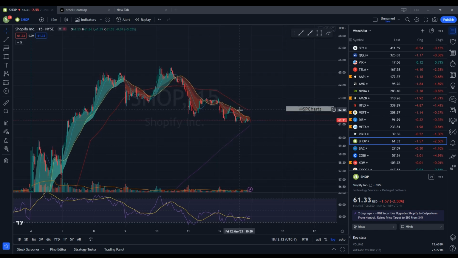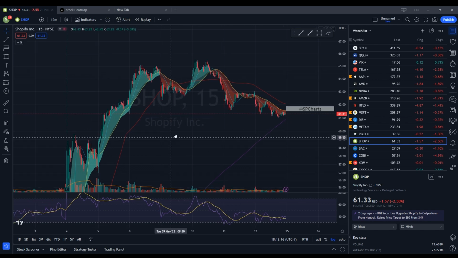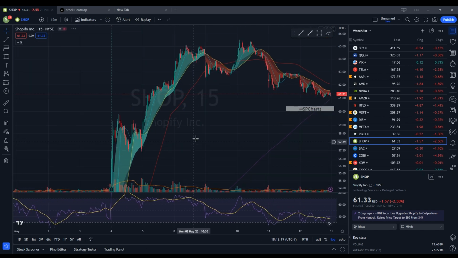Shop seems like it's the only one that stayed bearish. So kind of at the bottom of the RSI too.